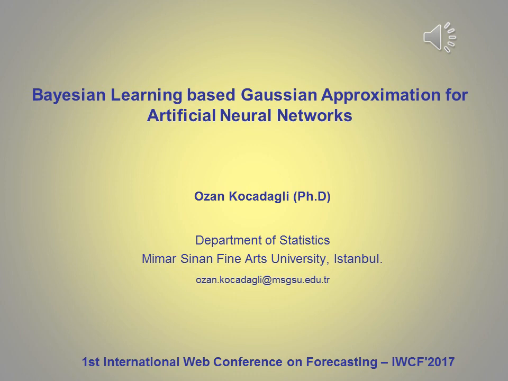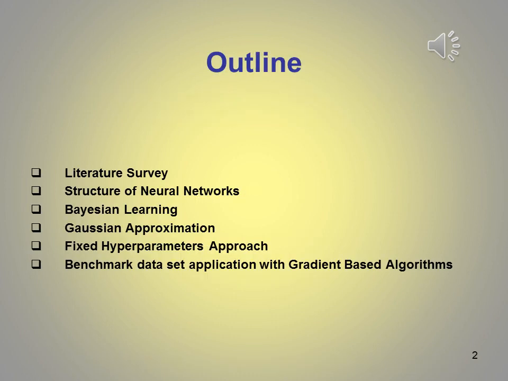Today, I will talk about Bayesian learning-based Gaussian approximation for artificial neural networks. This presentation is organized as follows. First, I will talk about the literature survey, structure of neural networks, Bayesian learning, Gaussian approximation, the fixed hyperparameters approach, and lastly, a benchmark dataset application with gradient-based algorithms.